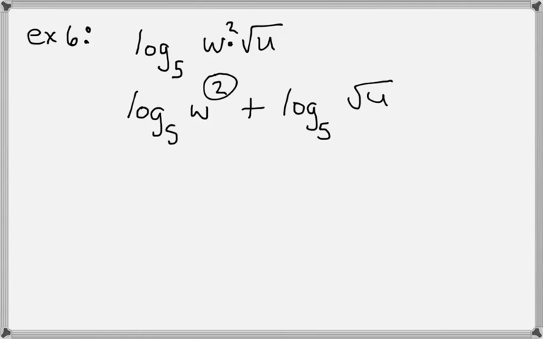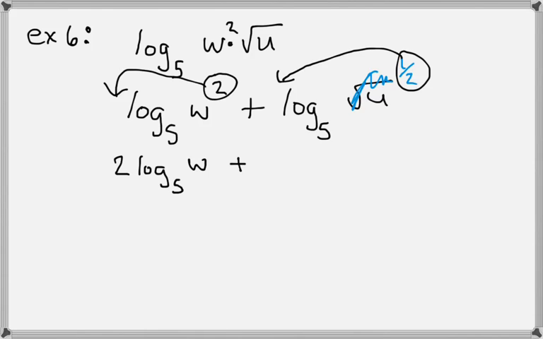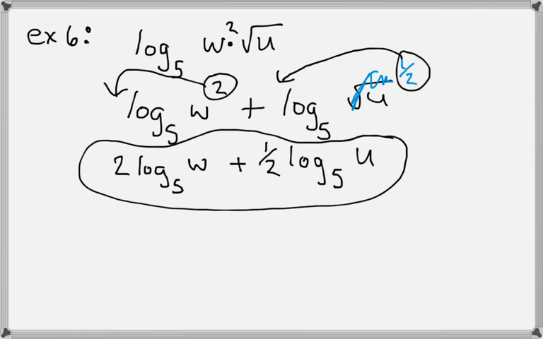We have an exponent here we can deal with. It gets moved out front based off the power property. So we have a 2 times the log base 5 of w plus, and we can rewrite that square root as a 1/2. That is the same thing as a square root. So now I can take that 1/2 and move it out front. So we have a 1/2 and a log base 5 of u. And there's nothing else we can do to expand, so this would be our final answer.